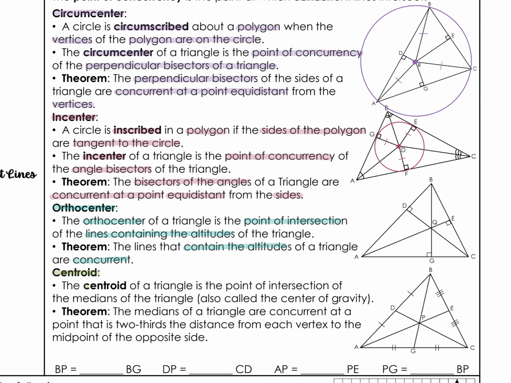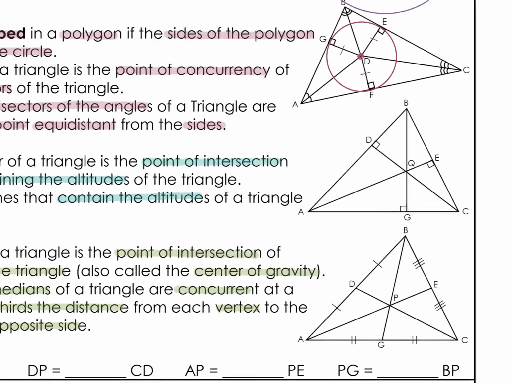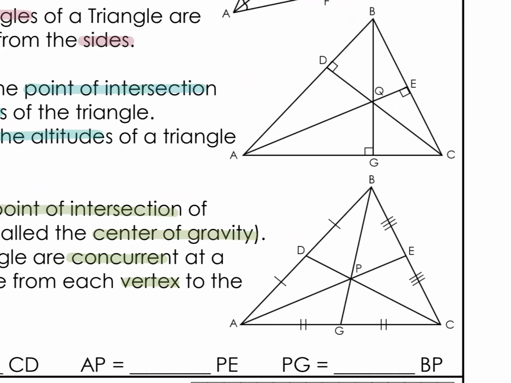Okay, so the centroid of a triangle is the point of intersection of the medians of the triangle. And we also call this the center of gravity. So there is a solving theorem with this one. And so the medians of a triangle are concurrent at a point that is 2/3 the distance from each vertex, so from the angle, to the midpoint on the opposite side. Okay, so let's look and see what that kind of is saying for this picture.